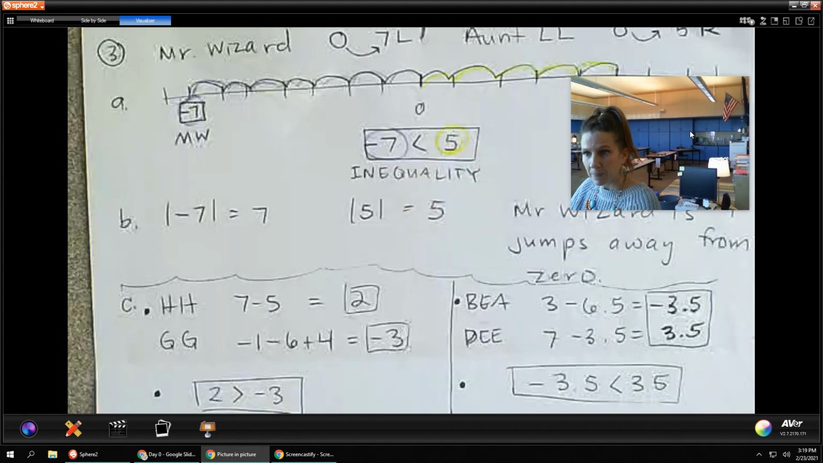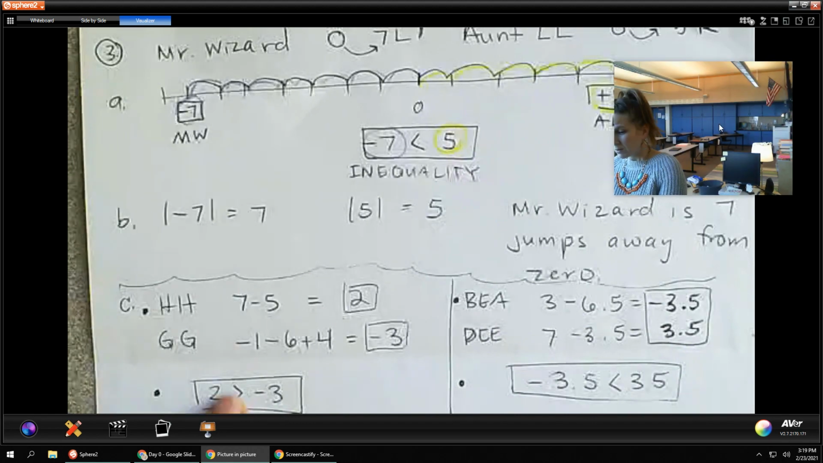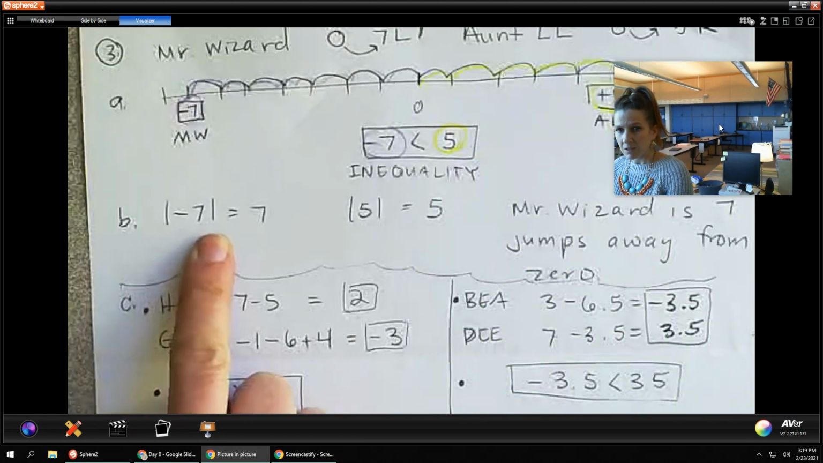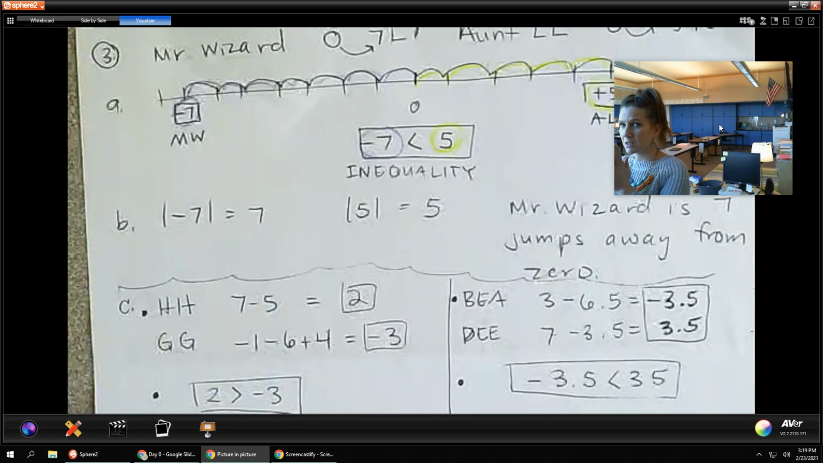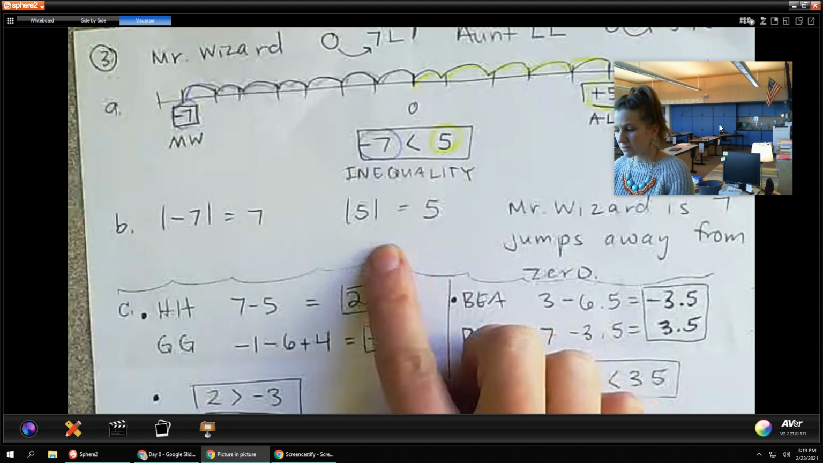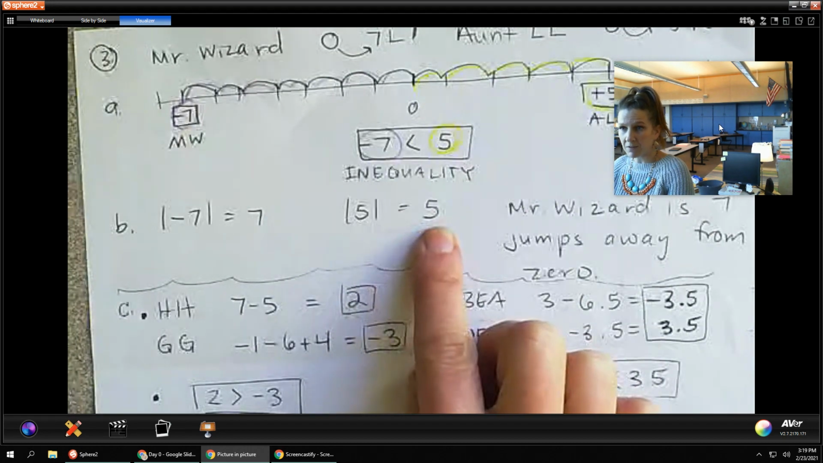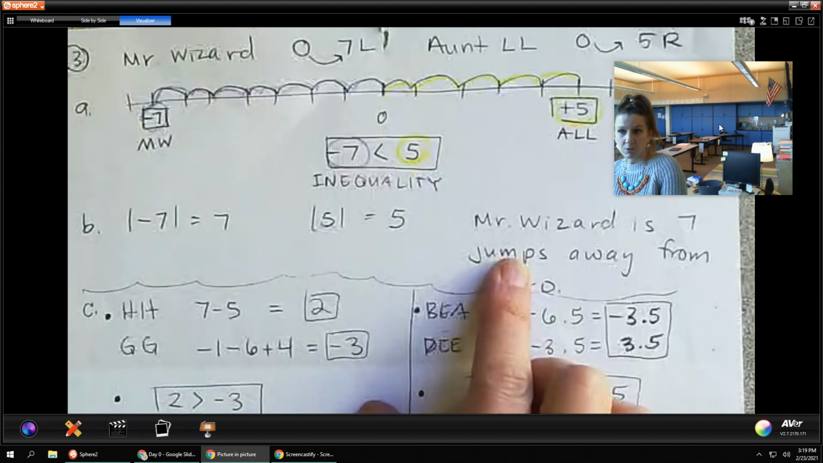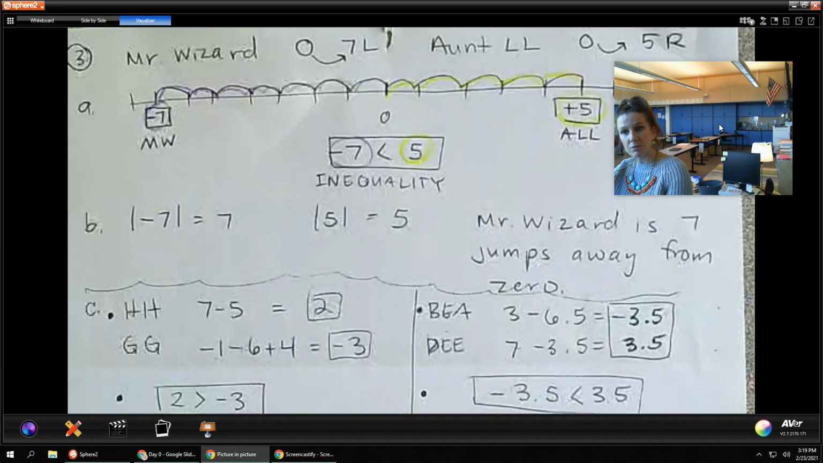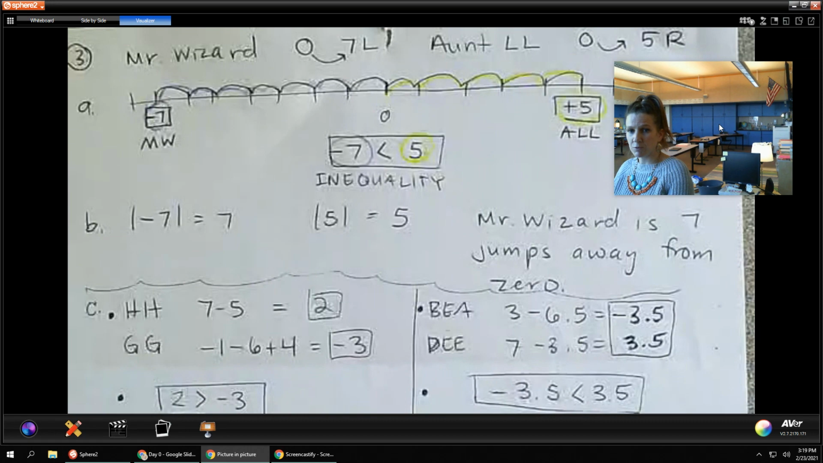So here is my absolute value statement. If it landed at -7, an absolute value would be a jump of 7 units. Remember, these frogs are back to back and they are jumping. Auntie Longlegs was 5 positive jumps, but still 5 away from 0. So when you complete that question, Mr. Wizard is 7 jumps away from 0. So he's actually winning. If it's just distance of jumps, they don't have to go the same direction.